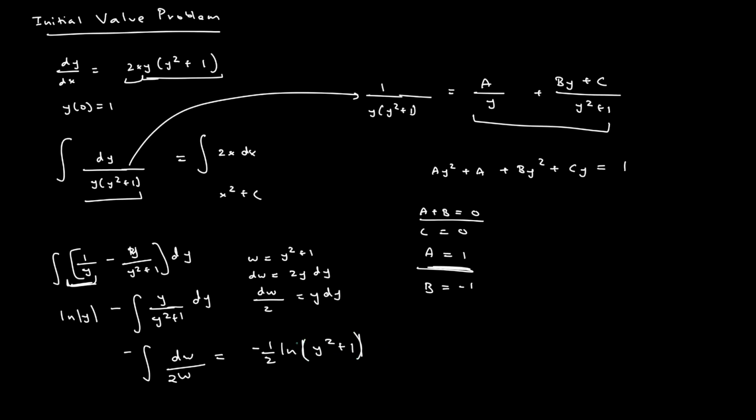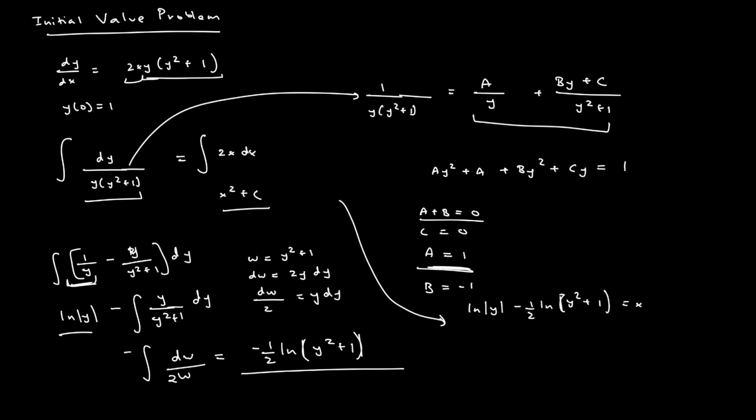And now in totality what we have is we've gotten this, and we have gotten this. So let me just rewrite everything in the space over here. I have ln|y| - 1/2 ln(y^2 + 1) is equal to x^2 + c. Now we need to solve for c, and we can solve for c by using this initial value that we have. So y(0) = 1. So ln of 1 is simply 0. Here we get -1/2 ln(1 + 1), so -1/2 ln 2 is equal to c.